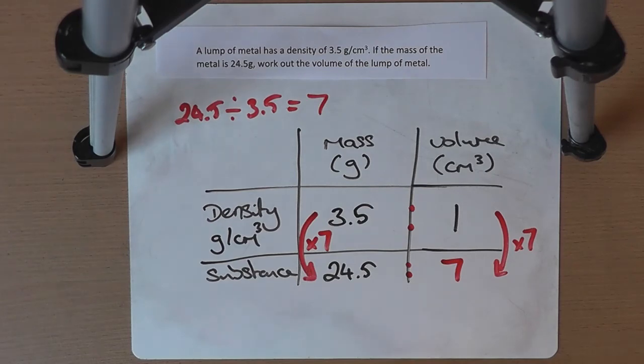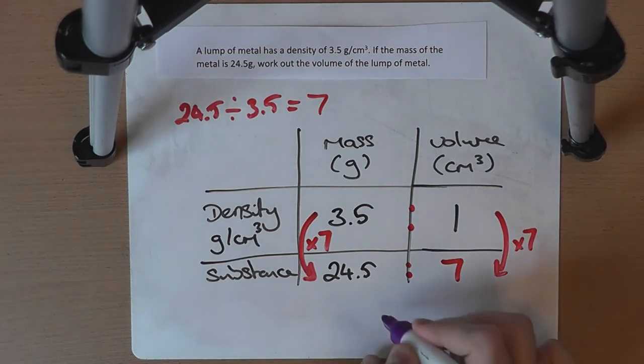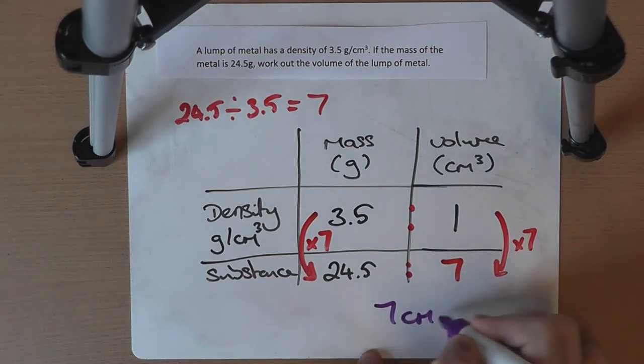Which means overall, when we pick the information out of the question, we need to work out the volume of the lump of metal. It's exactly the number that we've just filled in. So we say that the volume of the lump of metal is 7 centimetres cubed.